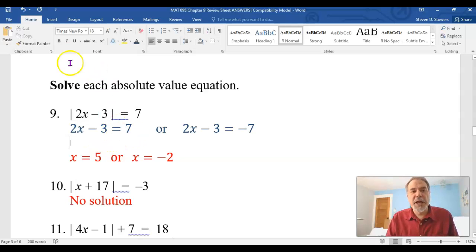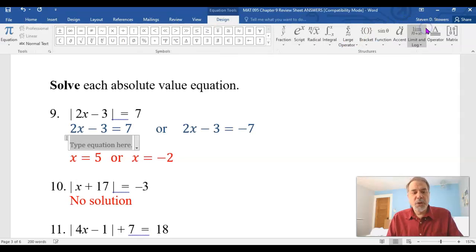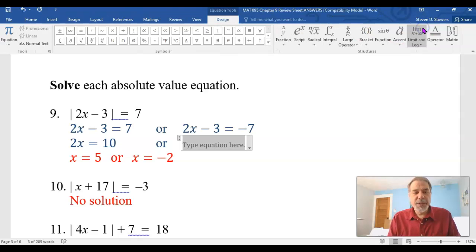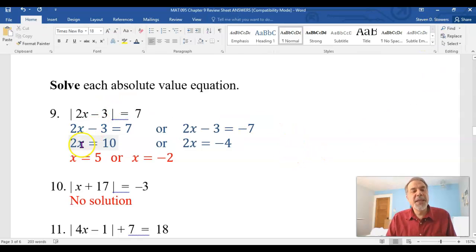So if I add 3 to both sides, 2x equals 10. Or in the other equation, if I add 3 to both sides, 2x equals negative 4, because a negative 7 plus a positive 3 is a negative 4. Then finish solving by dividing both sides by 2, and we get x equals 5 or x equals negative 2. So those are the two solutions, the two numbers you can put in for x and have this absolute value equation be true.